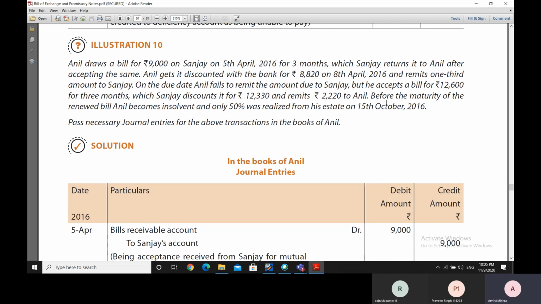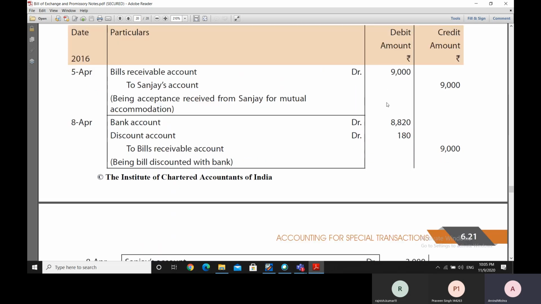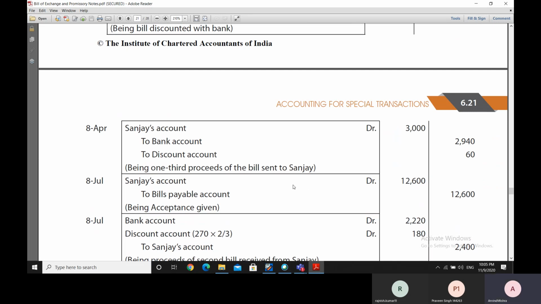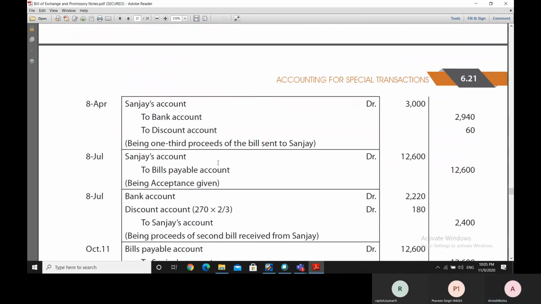So before the maturity of the renewal bill, now Anil becomes insolvent, and only 50% was realized from his estate on 15th October 2016. So let us see, that's the next entry. We are seeing that in the books of Anil, Anil has accepted a bill of 12,600 rupees. So this is a bills payable, and he debits Sanjay's account because Sanjay has made out this bill. He has drawn this bill. Sanjay's account is therefore debited by 12,600.